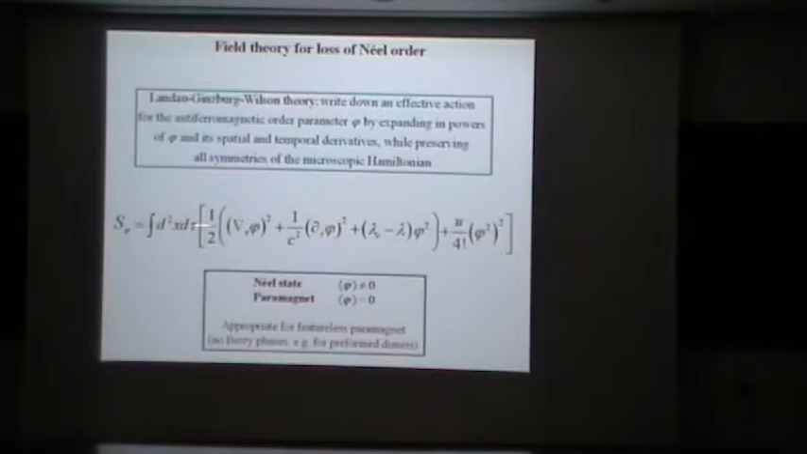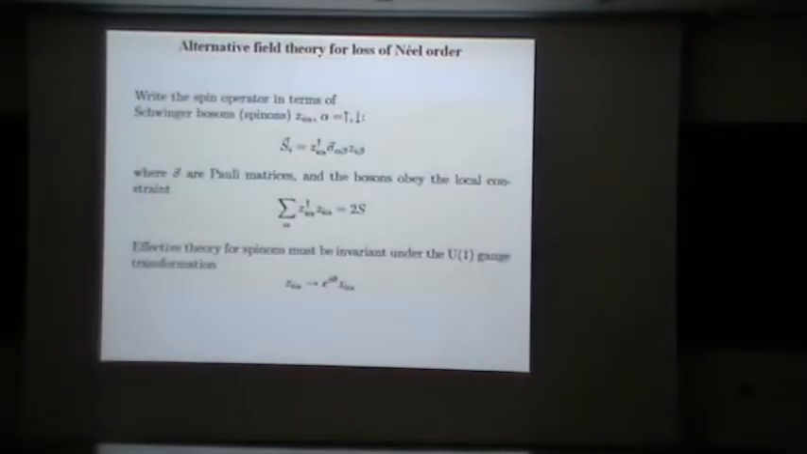So this is what this theory is appropriate for. Now, there is an alternative way of dealing with things, and this is using an alternative representation for the possible order parameter. One way of getting this is to introduce Schwinger bosons for the original spins. The alternative way would be to introduce spinor fields representing the order parameter.